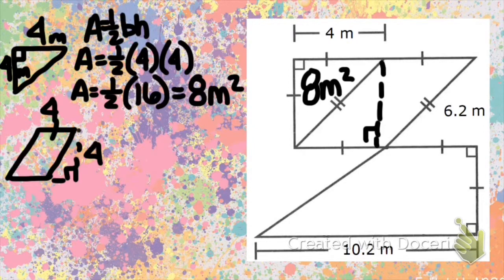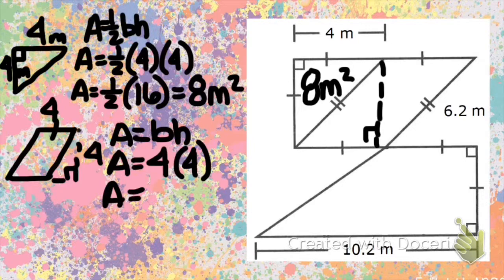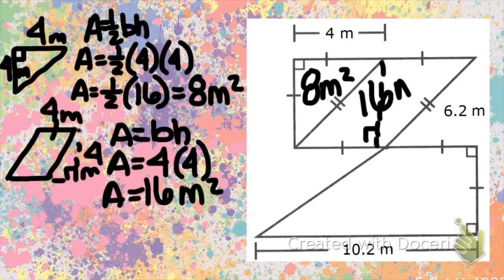Notice here I'm actually bringing that height out to the side, which is fine, or you can draw it in the parallelogram, like I did in the picture. Area for a parallelogram is base times height. So area for this parallelogram is just 4 times 4. So area is 16 meters squared. So I'm going to go ahead and write that in here. This is 16 meters squared.